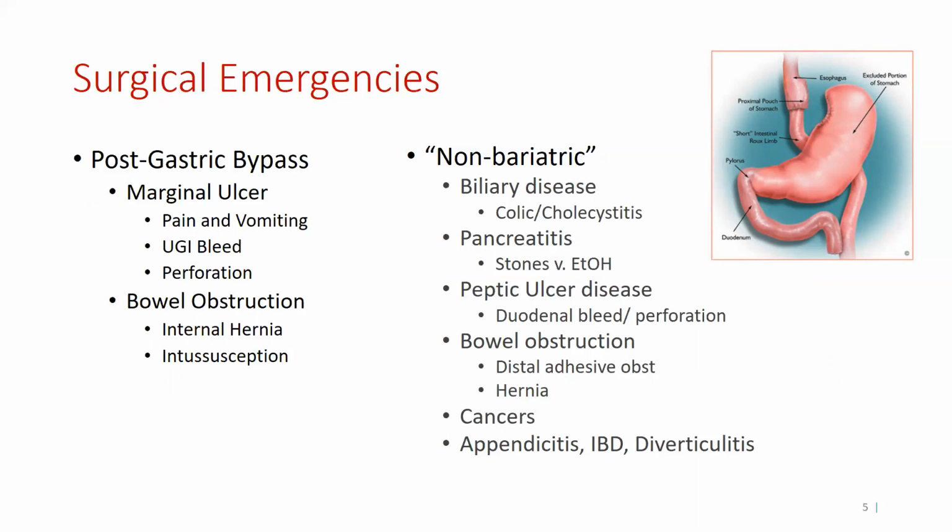The most common things, though, that we'll see that are non-bariatric related would be biliary disease, whether it's biliary colic or cholecystitis. And these sometimes can happen early or late. Pancreatitis can be an issue sometimes, stones or alcohol. Think peptic ulcer disease. We talk about marginal ulcers, but you can still get ulcer disease or gastritis in the stomach. And if you have bleeding or perforation, don't forget about that area as well. Bowel obstructions, cancers, which are common in obesity, appendicitis, inflammatory bowel disease, diverticulitis. We see these in bariatric patients, and they're not necessarily related to the bariatric operation.